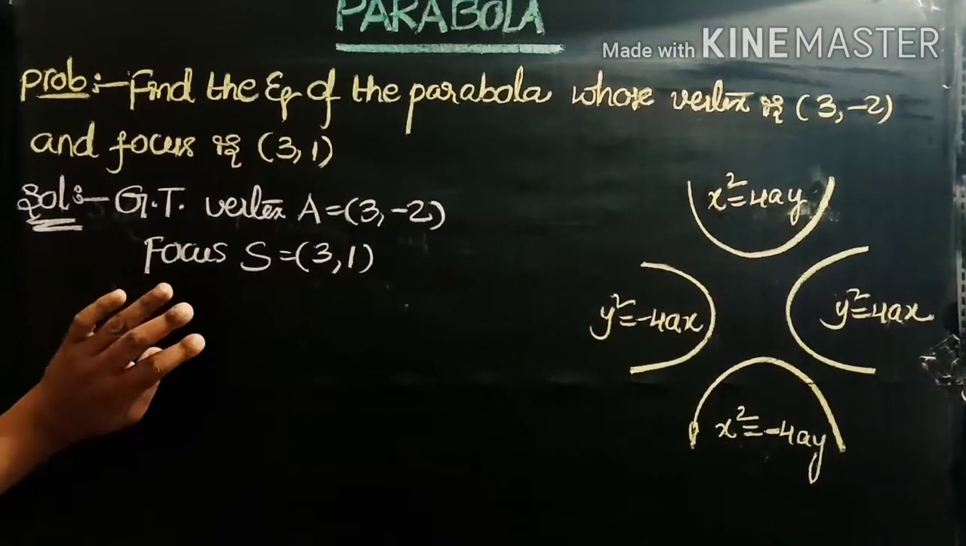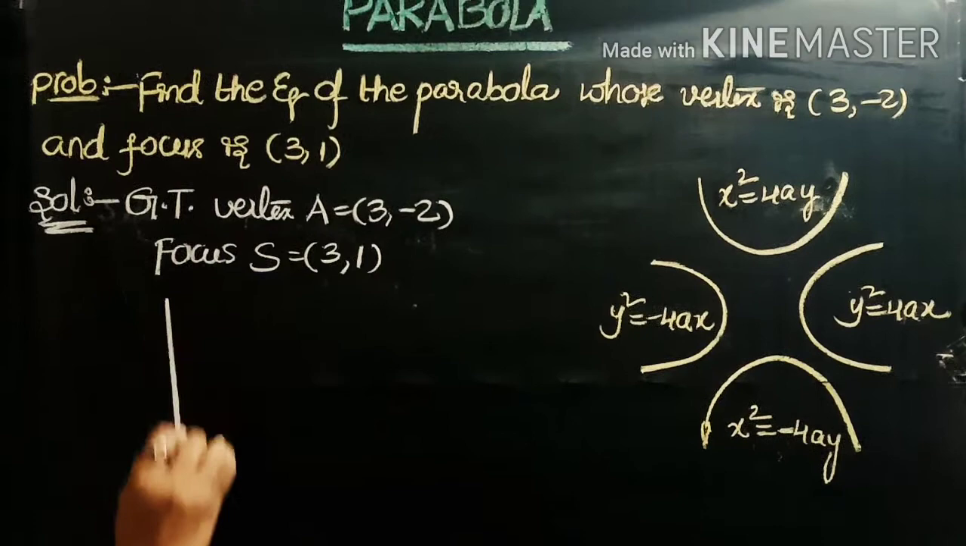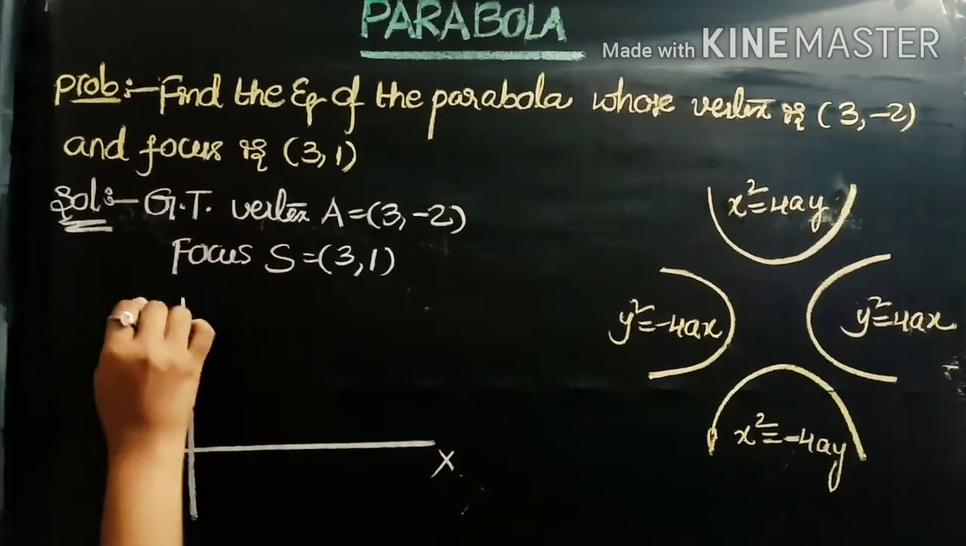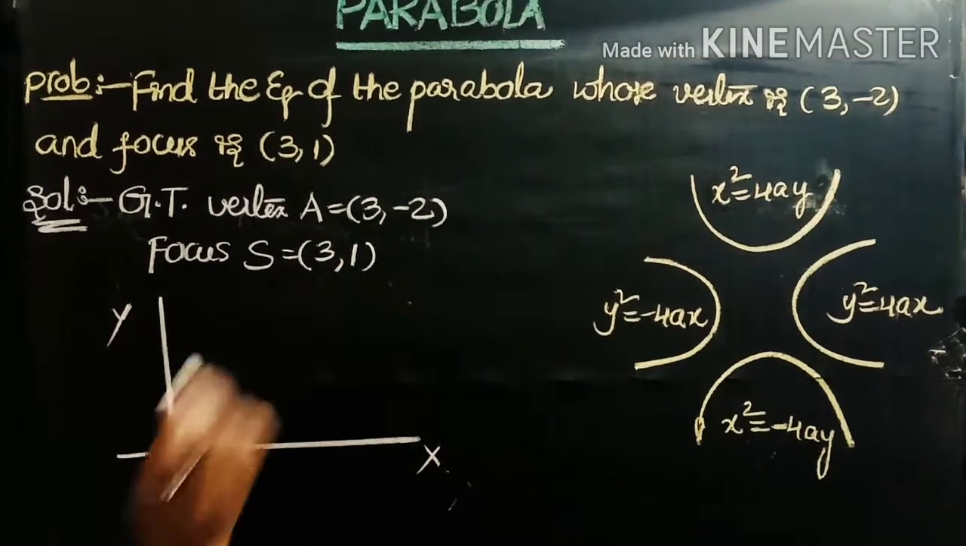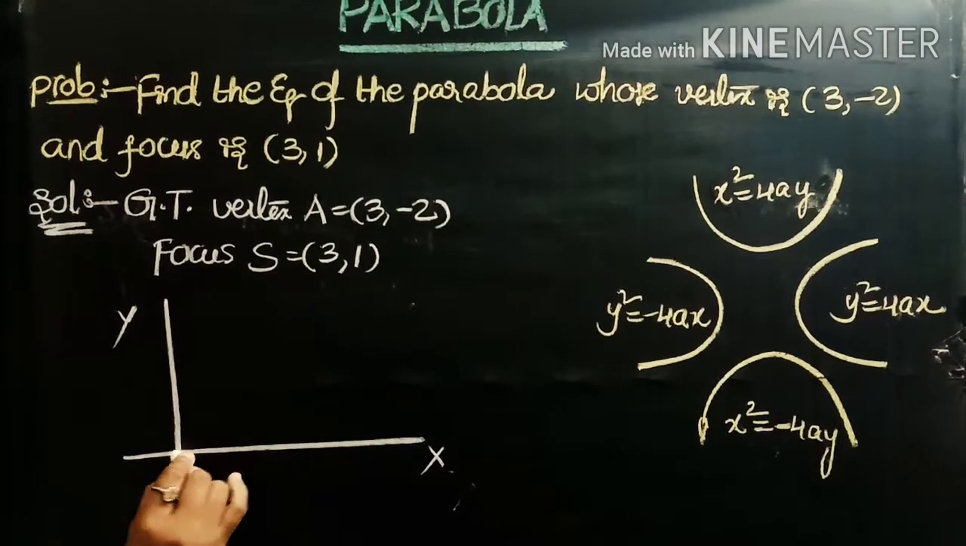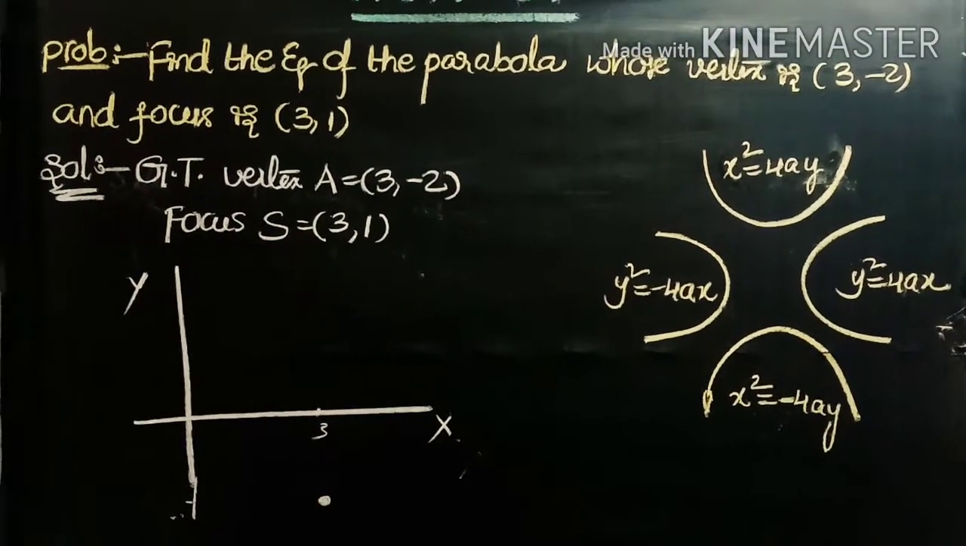Now first we draw the parabola by using the vertex and the focus. Here I take the x-axis and y-axis, these are the coordinate axes. What is the vertex? Vertex A is equal to (3, -2). Now we plot that point A in the plane: this is 3, this is -2. So this is the point (3, -2), A.